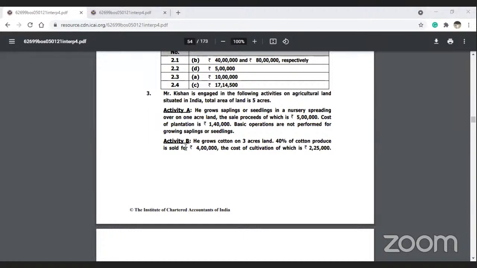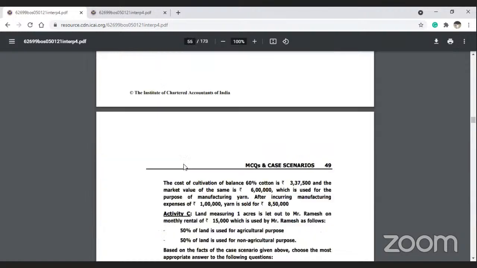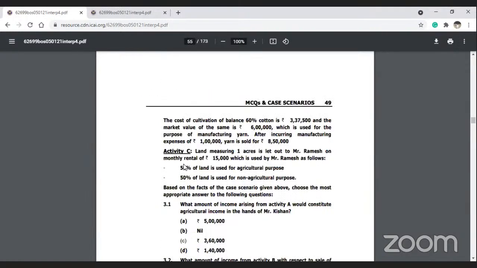Activity B. He grows cotton on 3 acres land. 40% of cotton produced is sold for 4 lakhs and the cost of cultivation of which is 2,25,000. The cost of cultivation of balance 60% of cotton is 3,37,500 and the market value of the same is 6 lakhs, which is used for the purpose of manufacturing yarn. After incurring manufacturing expenses of 1 lakh, yarn is sold for 8,50,000.